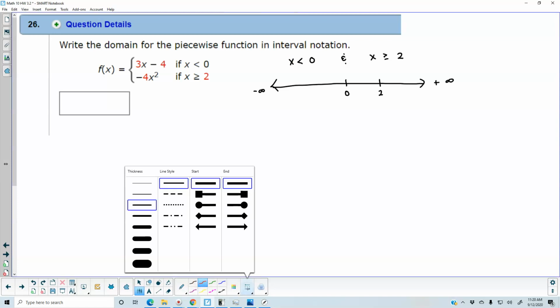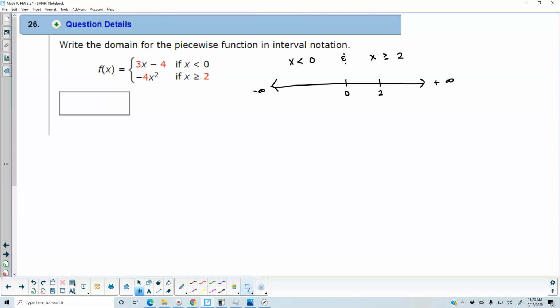So if we want to find the domain of this function, we can see that we have a parenthesis at 0 and it's less than 0. We have a bracket at 2 and it's greater than that. So that means we have negative infinity to 0 with a parenthesis, union, bracket 2 to infinity.